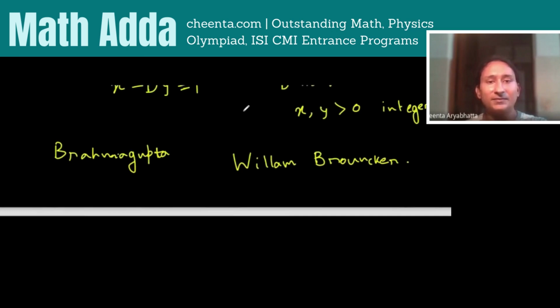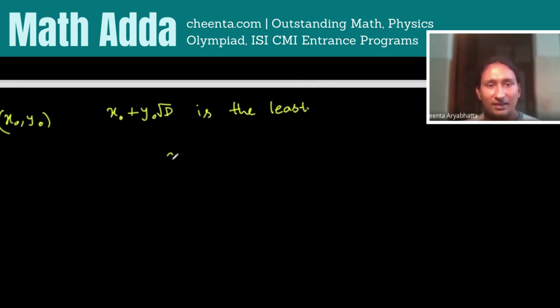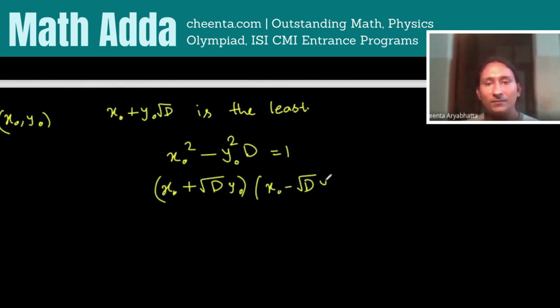So the general idea of solving this is finding a least solution. What does it mean? That means we need to find a solution such that x naught plus y naught root d is the least. We need to find x naught comma y naught such that this quantity is the least. And once we have that, we can generate many solutions from that. How? See, x naught square minus y naught square d is 1. That means x naught plus root d y naught times x naught minus root d y naught is 1.